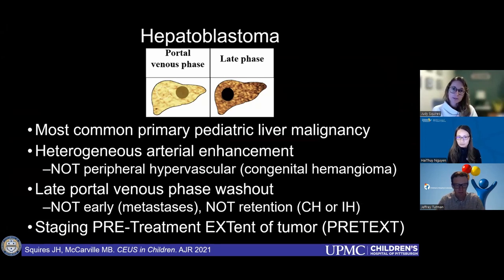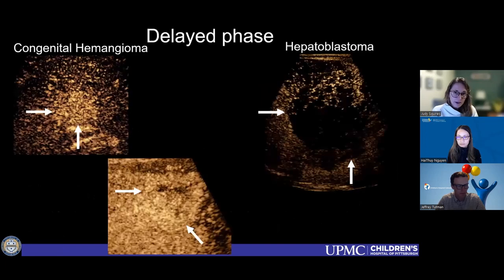So again, the arterial enhancement pattern is variable. That doesn't matter in these patients. What matters is the washout. And just to compare, because I said I would, compare these cases of, on the left, congenital hemangioma. So you have a solitary lesion. Hepatoblastoma is your primary differential in an infant with a solitary lesion.